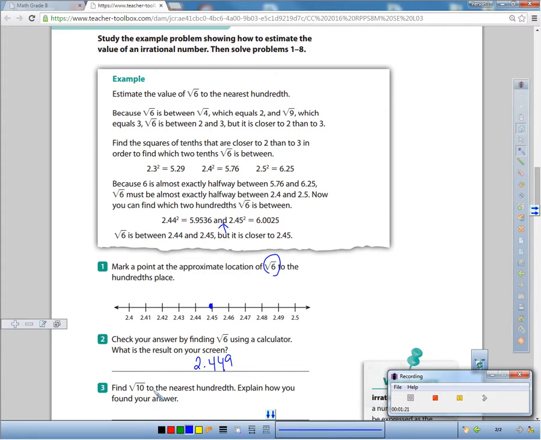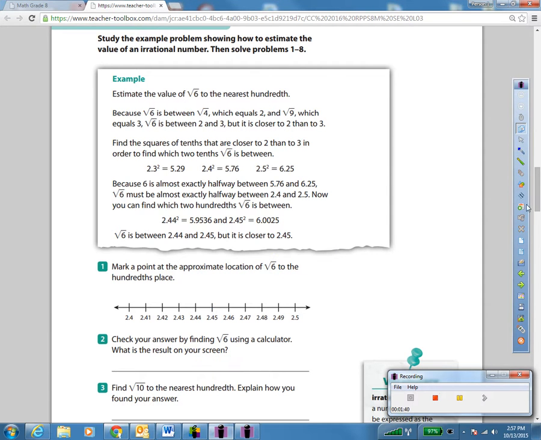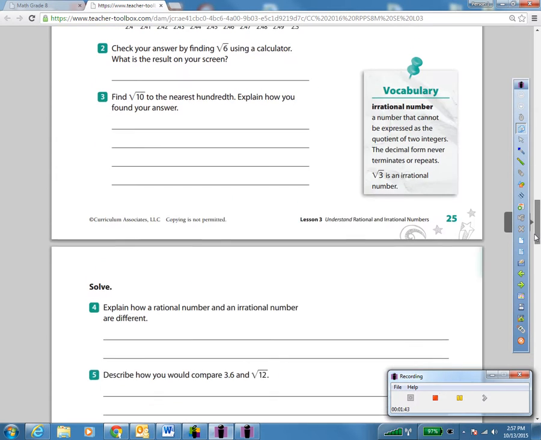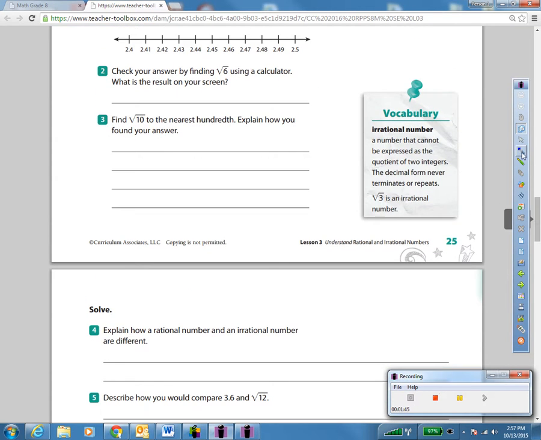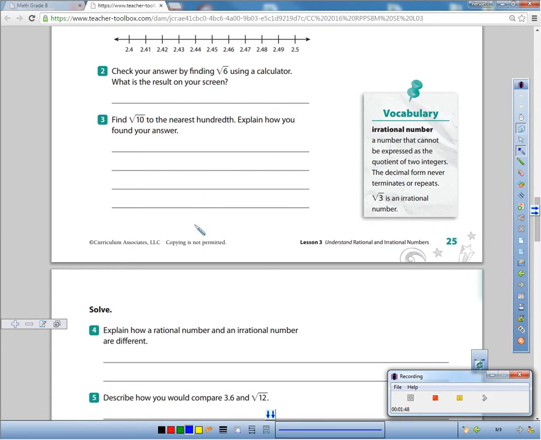Next one, find the square root of 10 to the nearest hundredth and explain how you found this. So kind of multiple ways you can do this. I'm going to scroll right now down to the bottom of the page here. And on this one, you could draw a number line. When you draw your number line, you can picture some perfect squares. For example, let's say you have maybe 3 on here, so that would be the square root of 9.